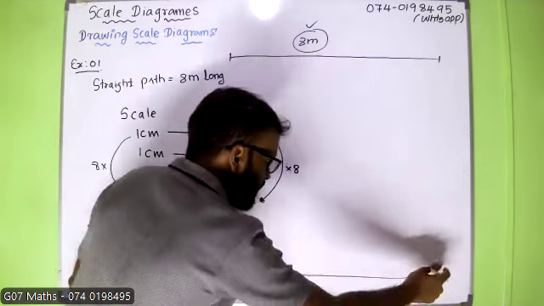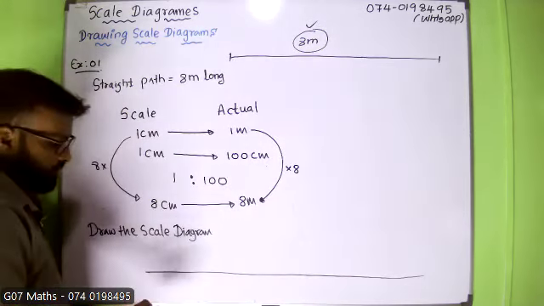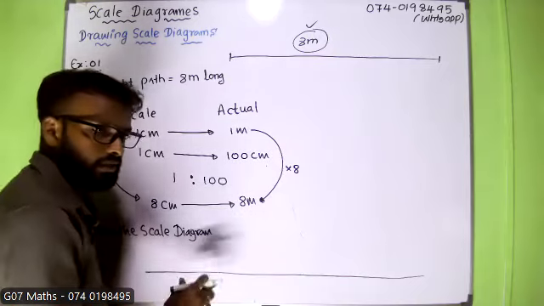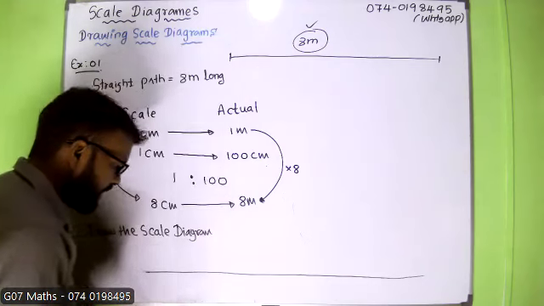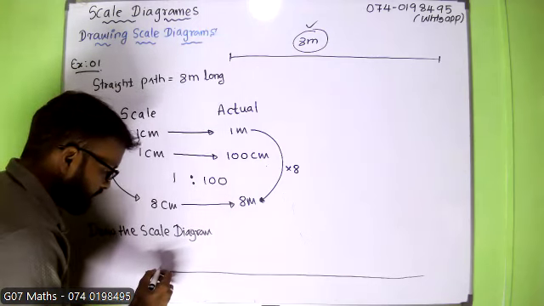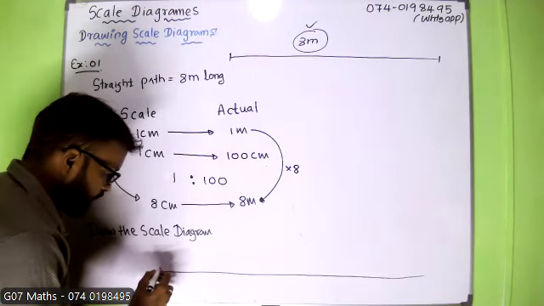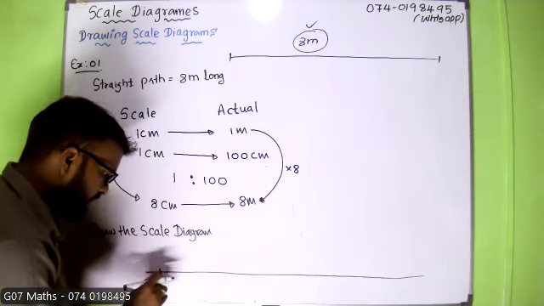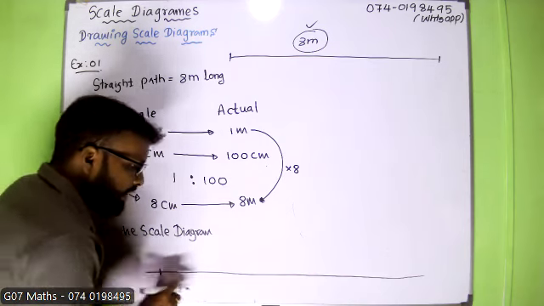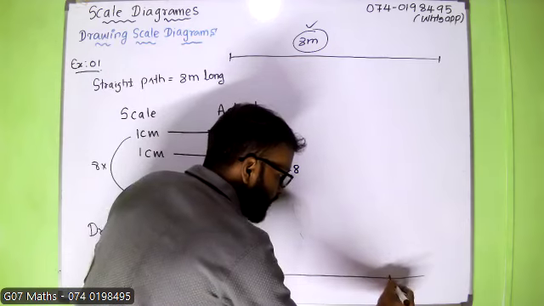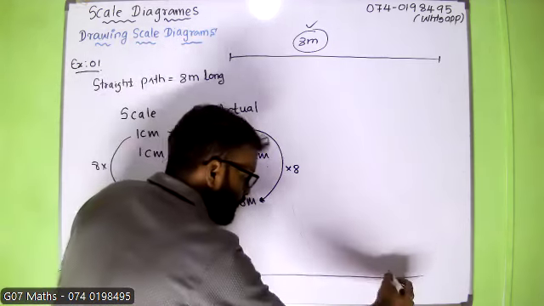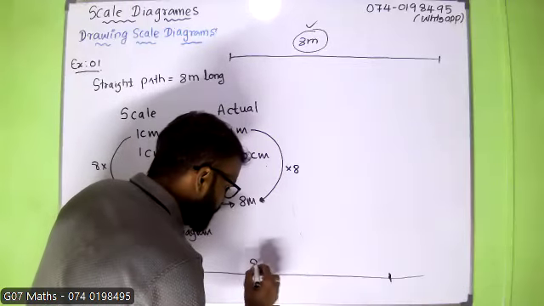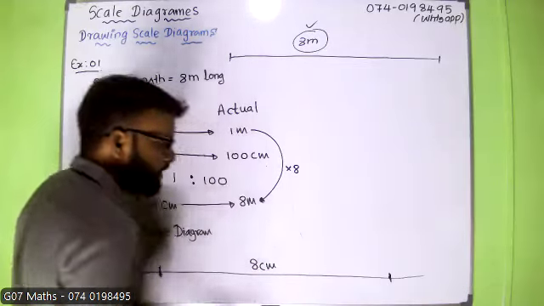This is a straight line segment, and this is where you are going to measure 8 centimeters. Put your ruler here and take 8 centimeters up to here and mark it here. So from this point to this point, you have 8 centimeters.